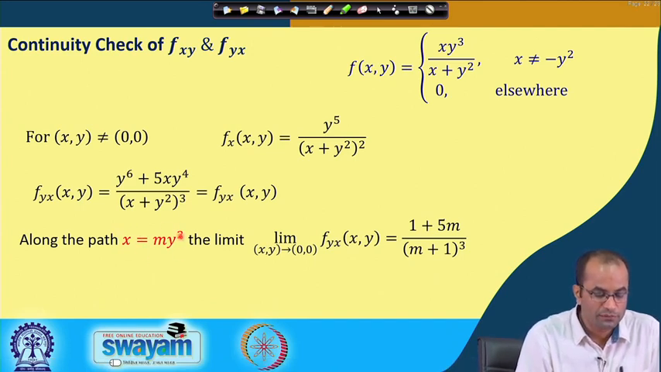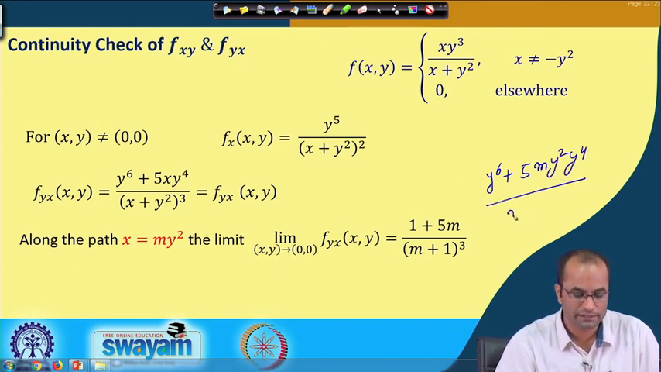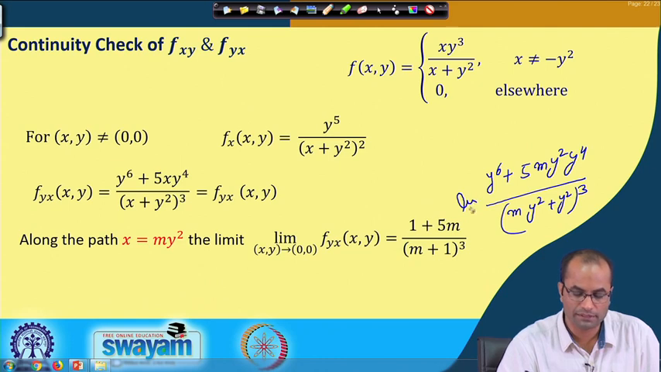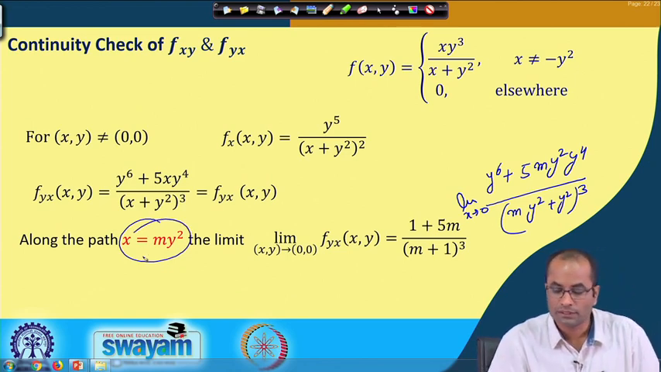Because x is equal to m y square. So, if we put here x is equal to m y square, what will happen? So, we have y^6 plus 5x, which is m y square, and then we have y^4, divided by x, which is again m y square, plus y square to the power 3, and then we can take the limit as x goes to 0 to approach the origin, because this path will take us to the origin.